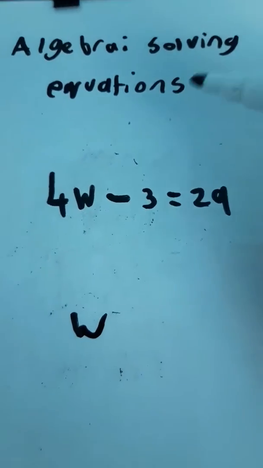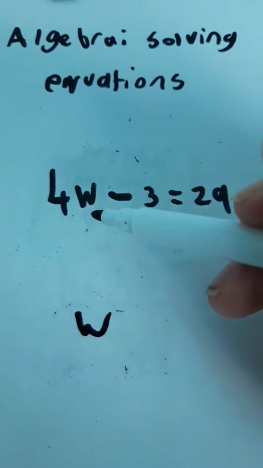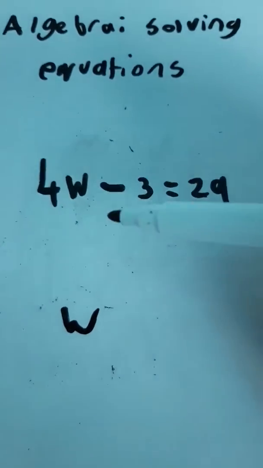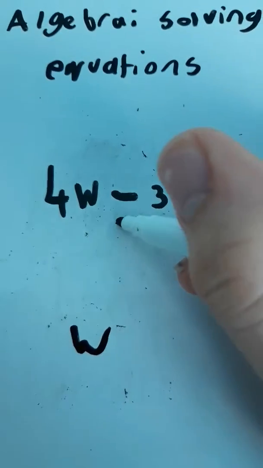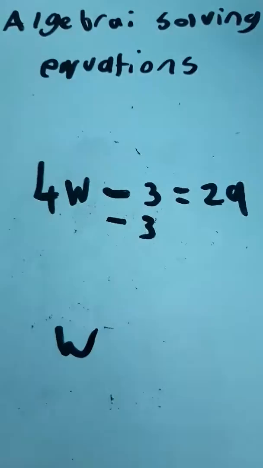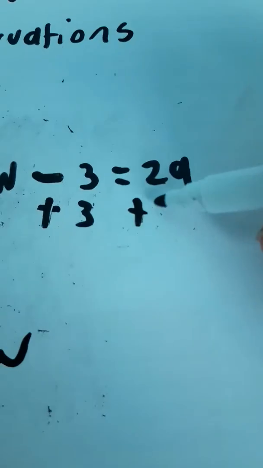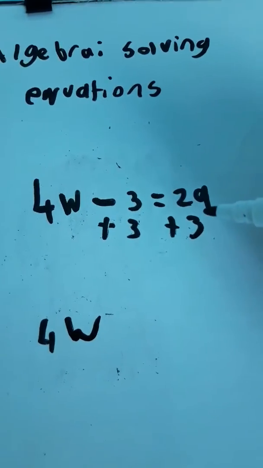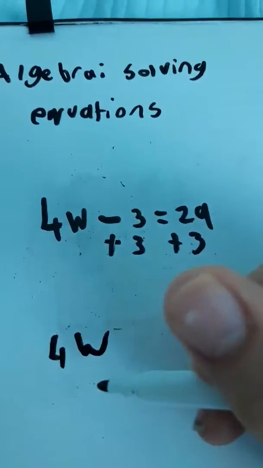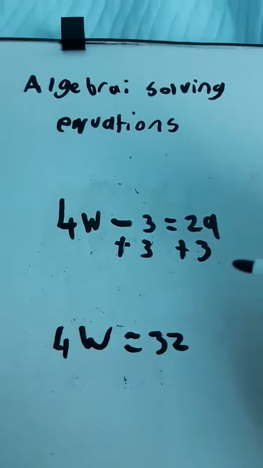And what we want to do is get rid of the minus 3 and the 4, since 4 times W equals whatever. So first of all, you want to get rid of the minus 3. So instead of taking away, you want to plus it. Which I did mistake. Plus 3. So that's gone. So that leaves you 4W and 29 plus 3 equals 32. So that's the answer for 4W.